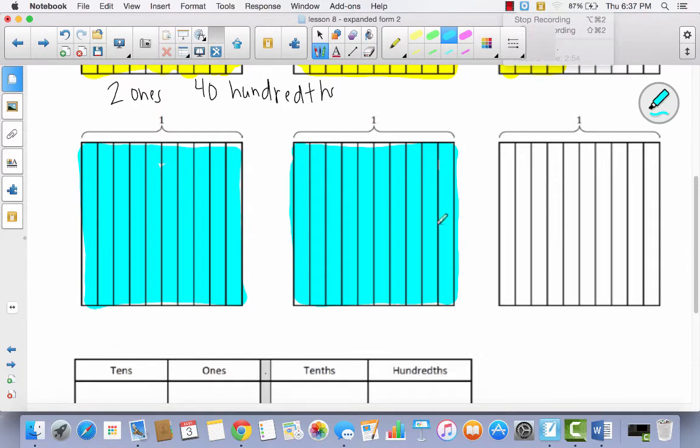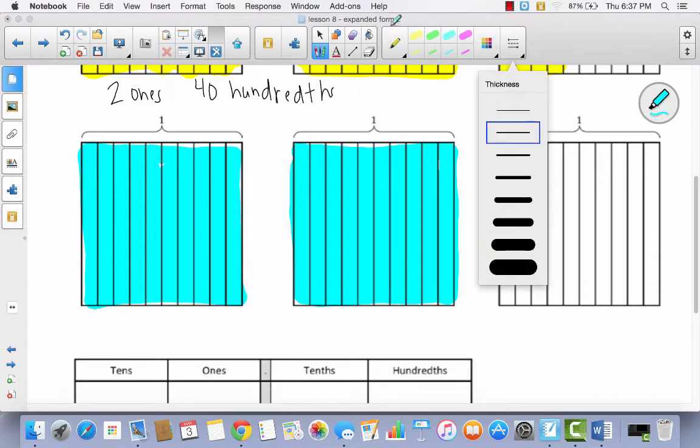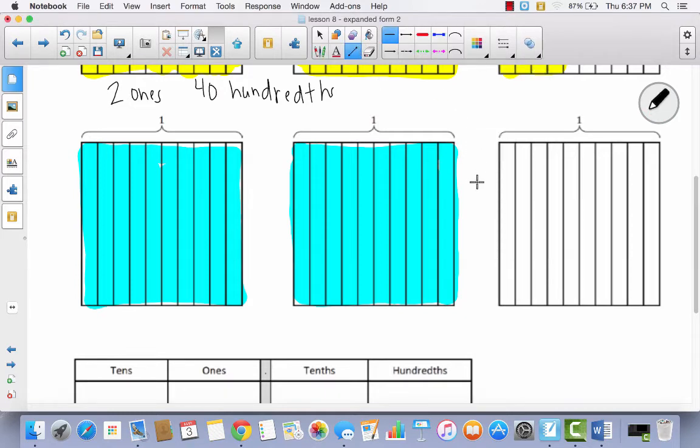Okay, so hopefully you paused the video and you tried to shade 2 ones and 40 hundredths. I bet you didn't have any trouble with this 2 ones. But when it got to 40 hundredths, did you get a little confused or did you figure it out? Well, to make 40 hundredths, you're going to have to decompose these tenths into hundredths, right? So we're going to have to draw some horizontal lines. So we're going to have to divide this into 10 parts so that instead of 10, we have 100. So if you didn't do that, I want you to go ahead and do that with me now. So let's go ahead and decompose this.